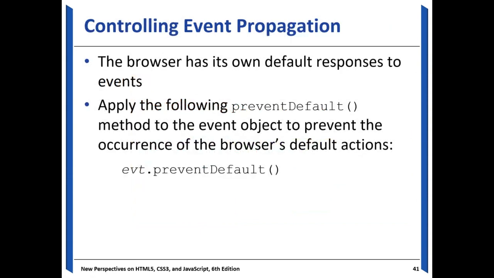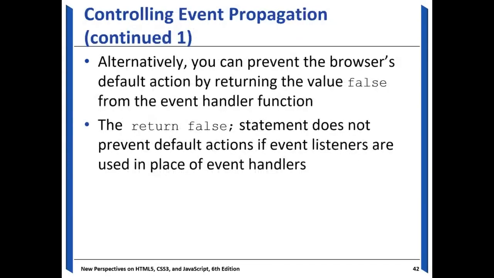Now keep in mind the browser has its own default responses to events. If we apply the preventDefault method to the event object, it prevents the occurrence of the browser's default actions, as we see in the syntax for event.preventDefault. You can also prevent the browser's default action by returning the value of false from the event handler function. Now this doesn't prevent default actions if event listeners are used in place of event handlers.